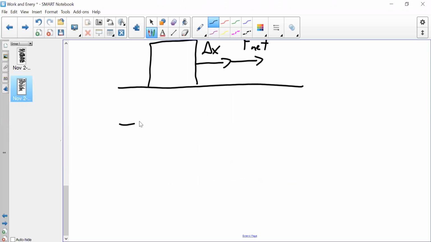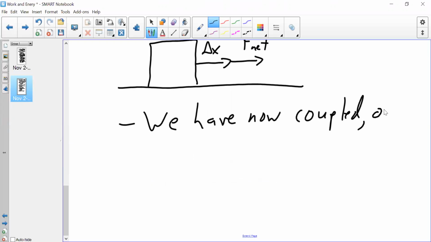So this picture here, the last picture, we have now coupled or multiplied the net force and the displacement. They're moving together in unity. They're not delta X and then attach a force to it. No, that's simultaneous. That's what's meant by coupling. Again, that's just the English visual there.